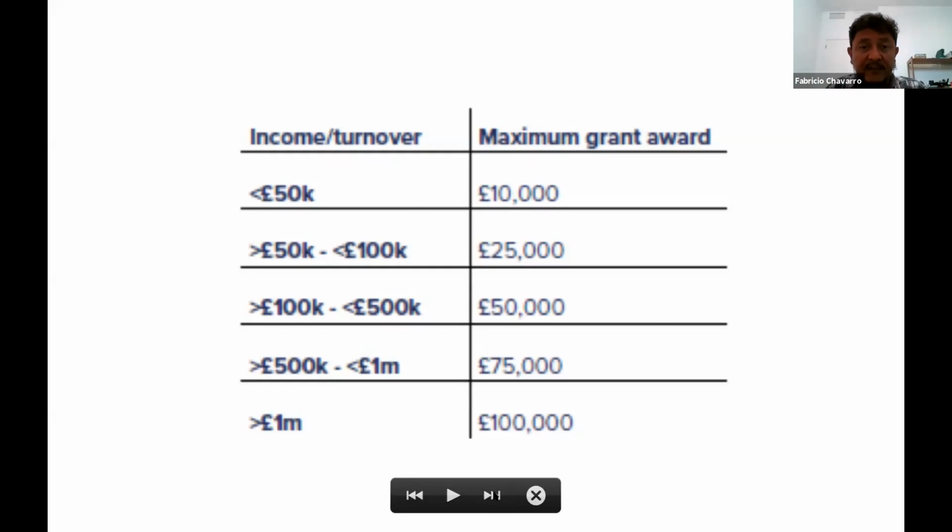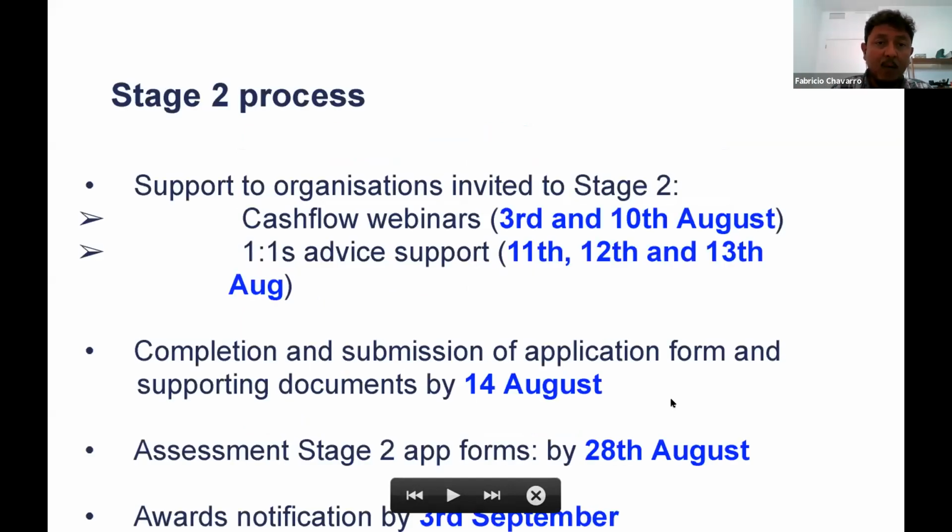If we go to the next slide, please. What's the process that we're going to go through for those organizations that have been invited to submit an application form for stage 2? In terms of what's going to happen, the cutoff point, the deadline was last Friday. And those organizations, by now, should have received a notification that they've been invited to submit a full application form.